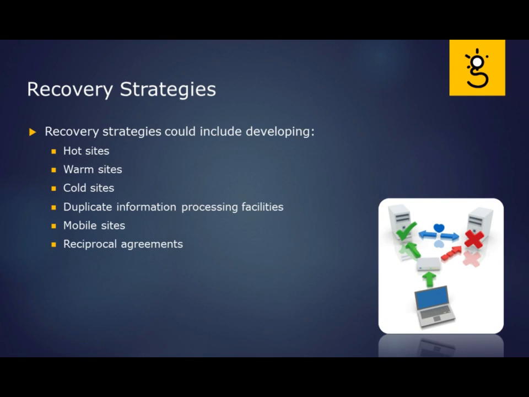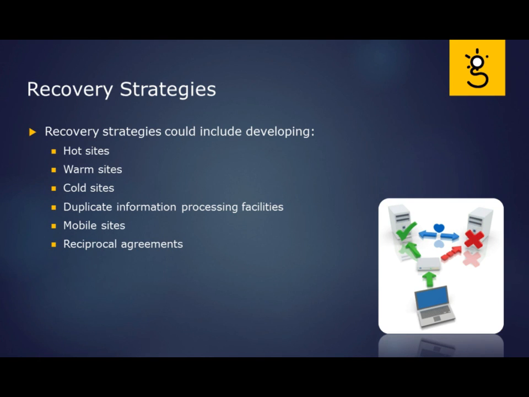Some of the strategies that you can see for recovery might include things like hot sites, warm sites, cold sites, duplicate information processing facilities, mobile sites, reciprocal agreements. A hot site is a building that has equipment, probably already has your software, maybe even your backups there. It's just not online. So if your building goes through a catastrophic flood, you can go right to that hot site, restore all your data because it's there, and your backup online, or at least you can get it from the vault.